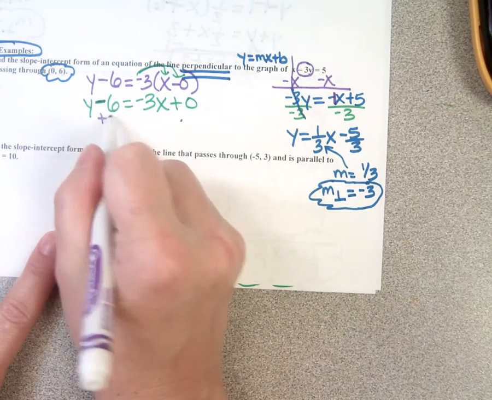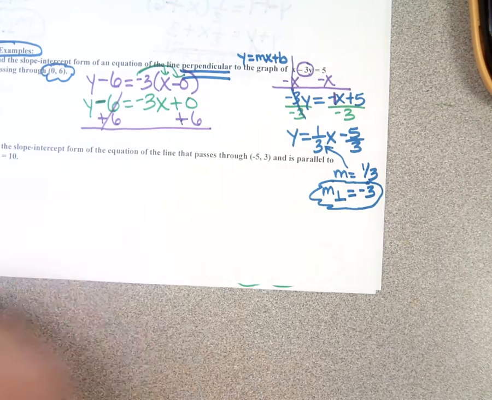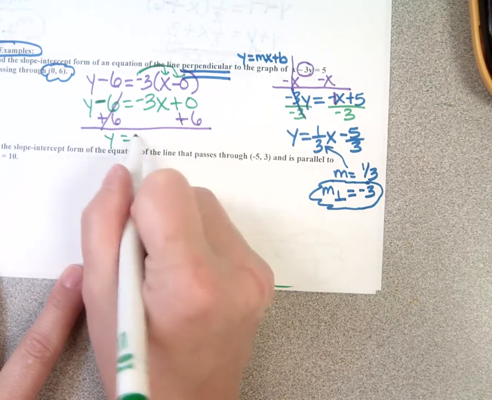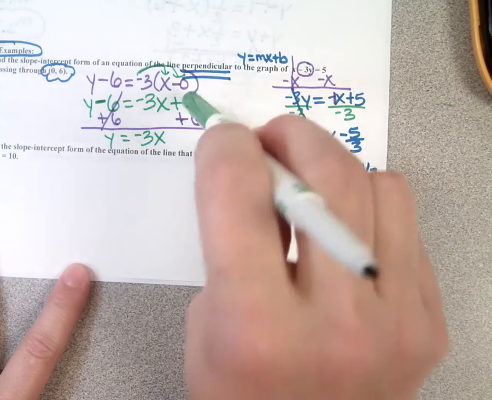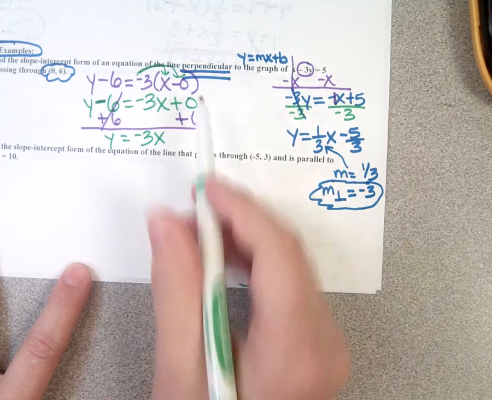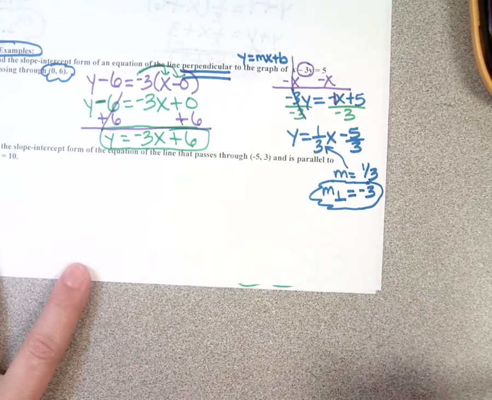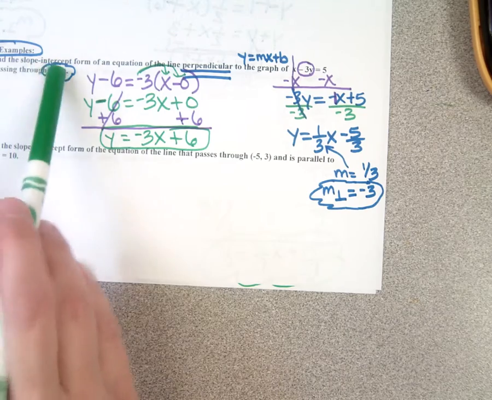Add 6 to both sides. So I get rid of the minus 6 by adding 6 to both sides. And things start dropping like flies. Drop the y, drop the equals, drop the negative 3x. And what is 0 plus 6? 6. And there we go. There's our equation. That's perpendicular to this original one, and it goes through that point.